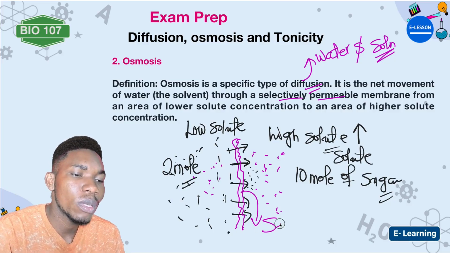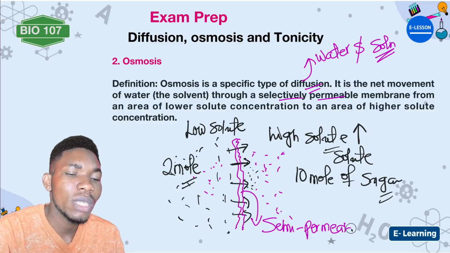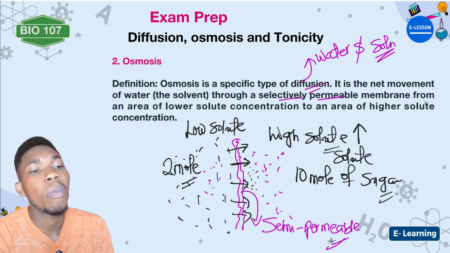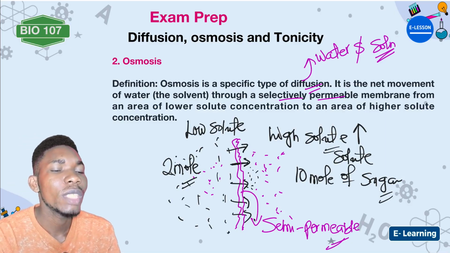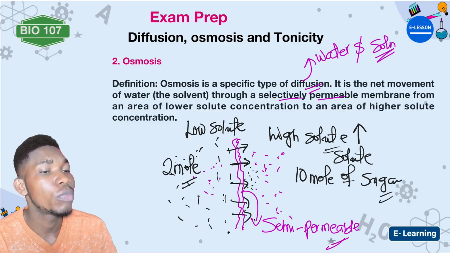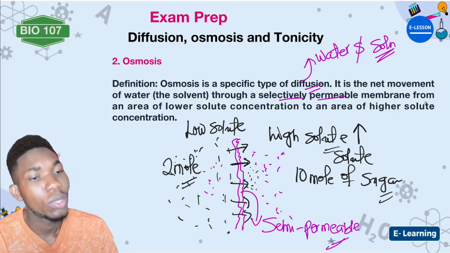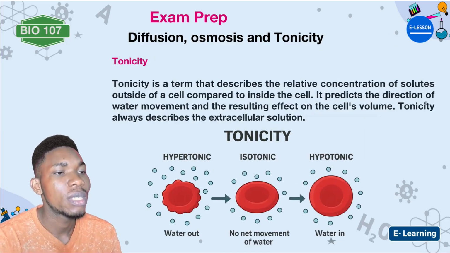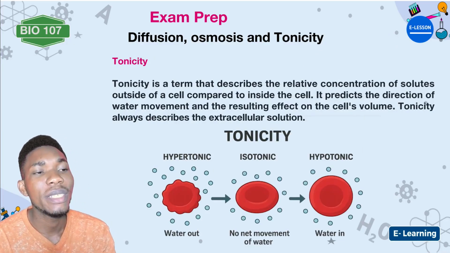The membrane must be what? Selectively permeable, or you can say semi-permeable. When we say something is selectively permeable, it means it only allows certain substances to pass through. So it allows water to pass through, but it will not allow the solute to go. Osmosis. Then let us now talk about tonicity.